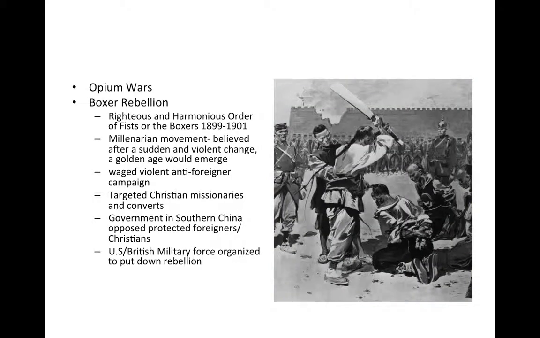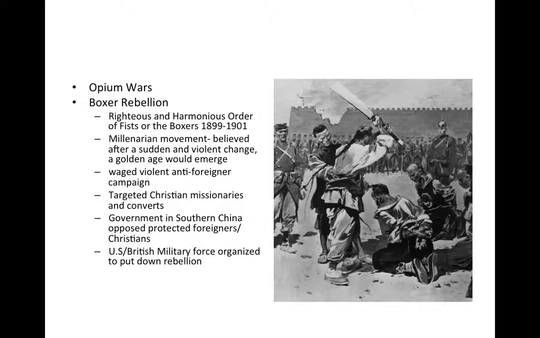The Opium Wars, great example of resistance by the Qing against the British trade, the growing trade power. It was a loss. The Boxer Rebellion, another great example. The Righteous and Harmonious Order of Fists, or Boxers, in 1899 begin to attack Westerners. They believed violent change would result in a golden age. They targeted Christian missionaries and converts.